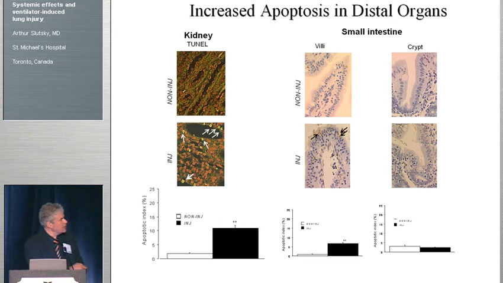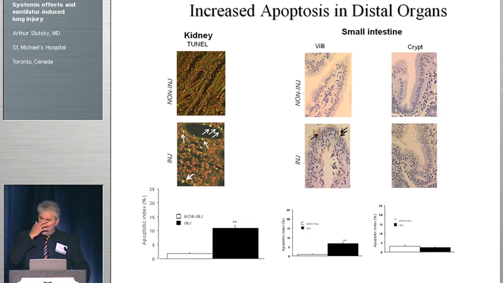In the small intestine, in the villi of the small intestine, there were similar findings with increased apoptosis in the injurious group. In the crypt, there was nothing there. So this suggested that, as I said, what you do to the lung has an impact not just on the lung, but also on the systemic organs, on kidney and perhaps the gut.